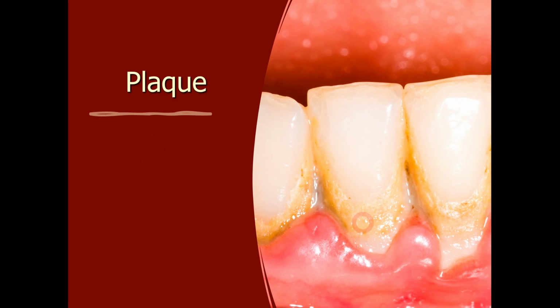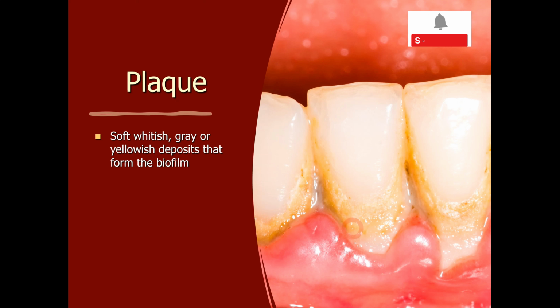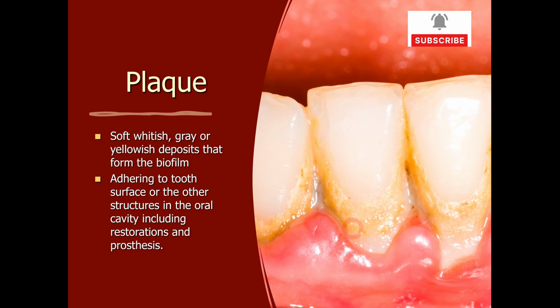Now, what is plaque? Plaque is basically a soft white, gray, yellowish deposit that forms part of the biofilm present around the teeth after you eat any kind of food. The plaque adheres to the surfaces of the teeth, and not only to the teeth, but also to restorations and prostheses as well. So, this is plaque all over. You can see it interdentally and around the gingival margin as well. So, this is the first thing that you should know in periodontology, that is plaque.